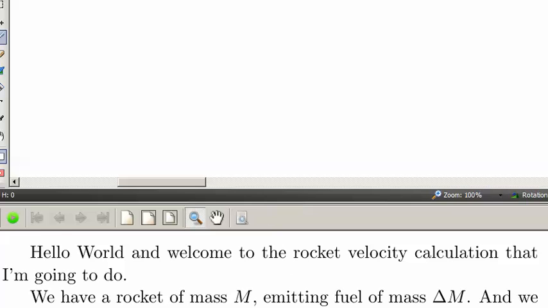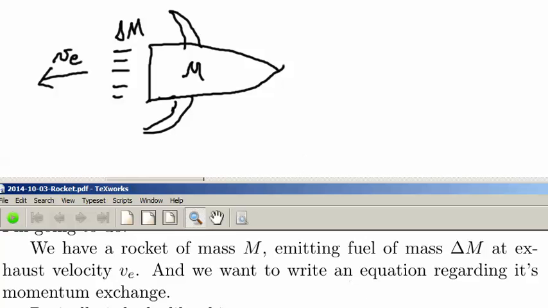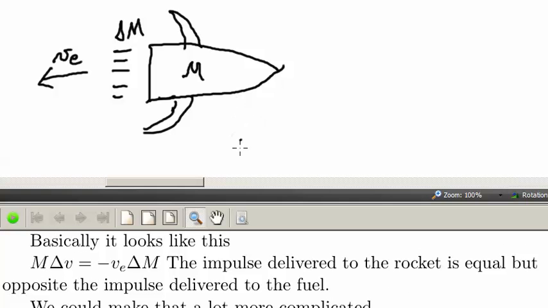We have a rocket of mass m emitting fuel of mass delta m at a velocity of v sub e, the exhaust velocity. Basically, it looks like this. The rocket is going to change its momentum by m delta v. Meanwhile, the fuel is going to be changing its momentum by delta m times v sub e.